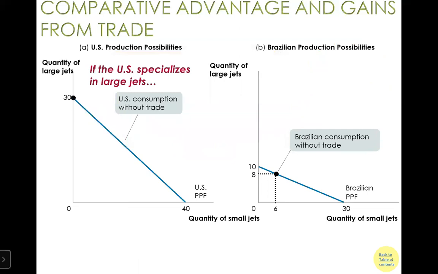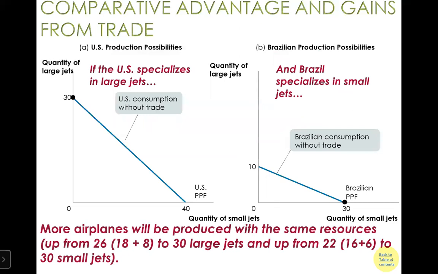Now to finish this discussion, based on the explanation I just gave you, the US will specialize in larger jets, and Brazil is going to specialize in small jets. First of all, let's see what the total production looks like. Now the total production of larger jets will be 30 and small jets will be 30. Compared with the situation of no trade, in the case of no trade, the US produced 18 larger jets and Brazil produced 8, so the total is 26. So 26 is less than 30.